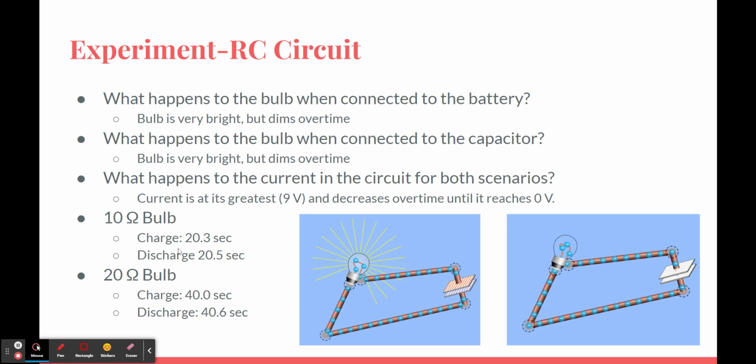For the 10 ohm bulb, the charge and the discharge are approximately the same. The discharge is a tiny bit larger, and that's the same for the 20 ohm bulb. As you can see, the 20 ohm bulb takes longer to charge and discharge than the smaller ohm bulb.